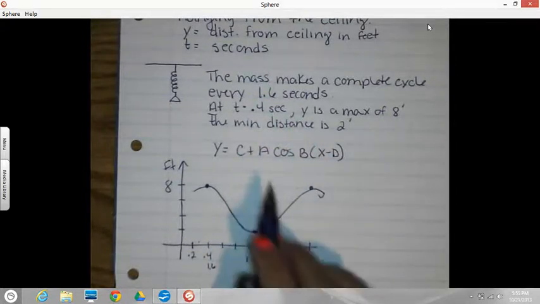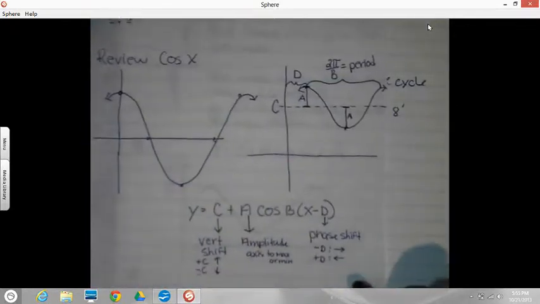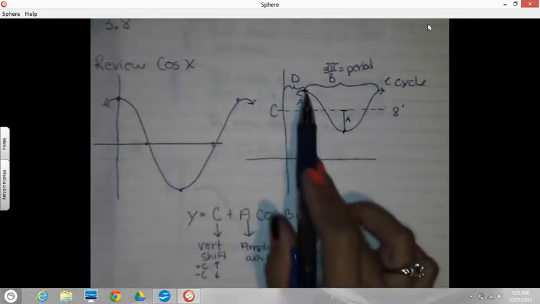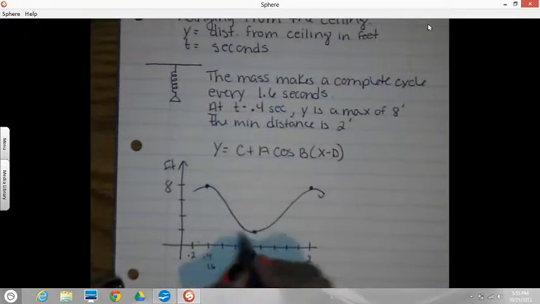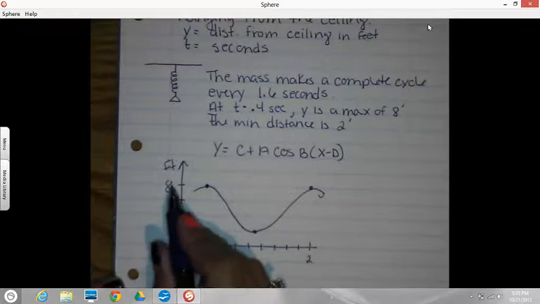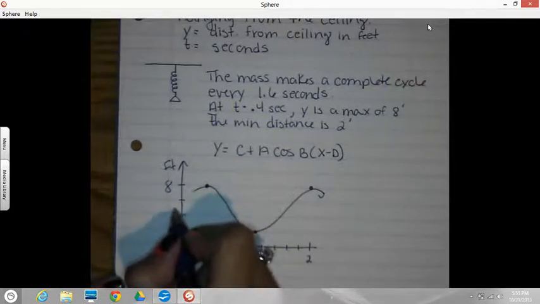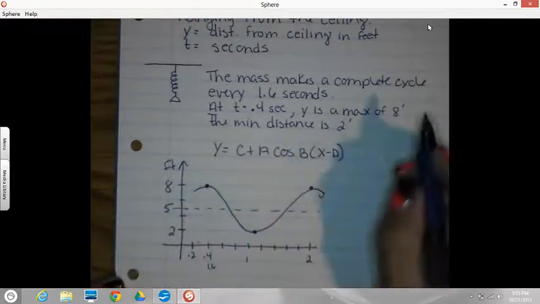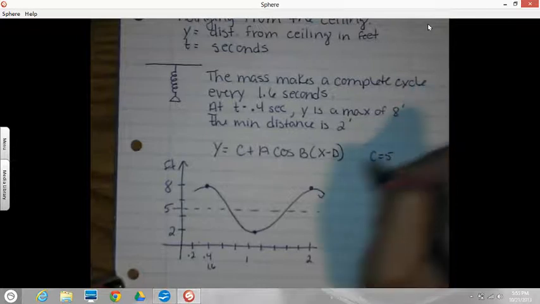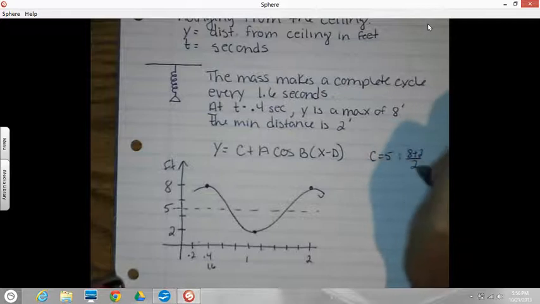Let's start with the C, the vertical shift. Remember, vertical shift is this axis in the middle. The vertical shift is halfway between the max and the min. Well, my max was at 8. The minimum it got was 2 feet from the ceiling. So what's the middle of 2 and 8? You want to find the average of 2 and 8. Well, if you average those, you're going to get 5. So our axis is at 5. There's our C value. So the C value is 5. It's the average of the max and the min. Maybe I'll put that in there: 8 plus 2. We want the middle.